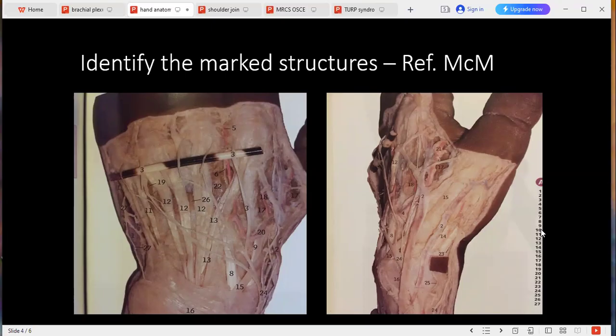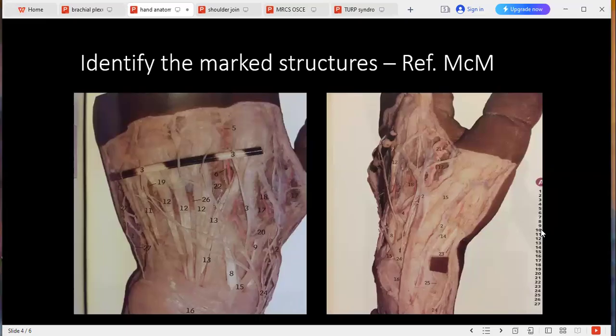And the floor and contents? The floor is formed by the radial styloid process and the trapezium bone. The contents include the radial artery. Yes, the radial artery.